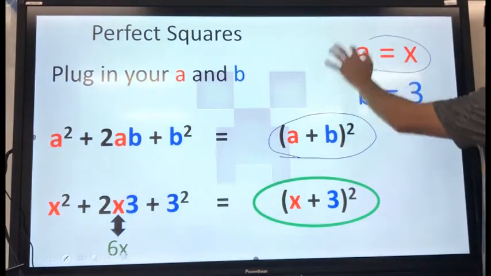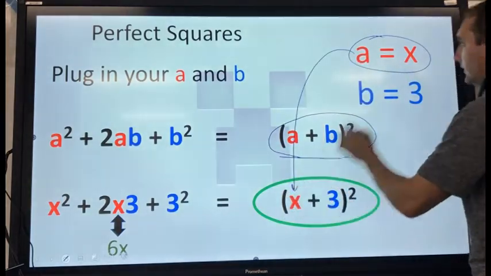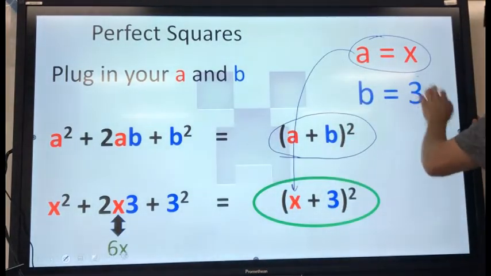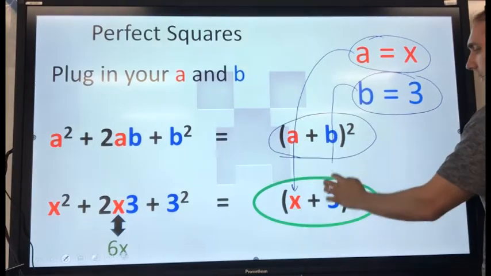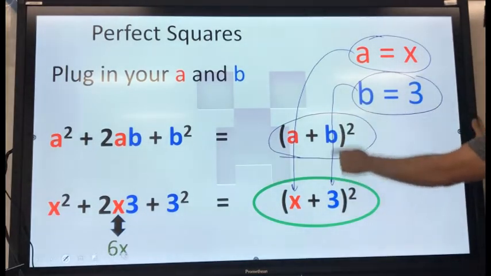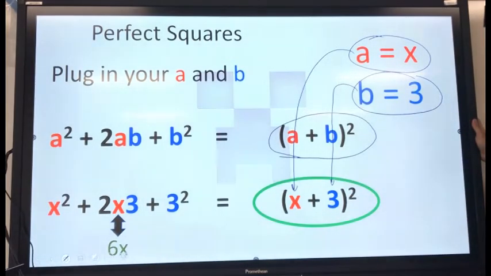So take my a, plug it in. A is x, so plug in x for a. B is 3, so plug in 3 for b, and I have (x plus 3) squared as my factored form.